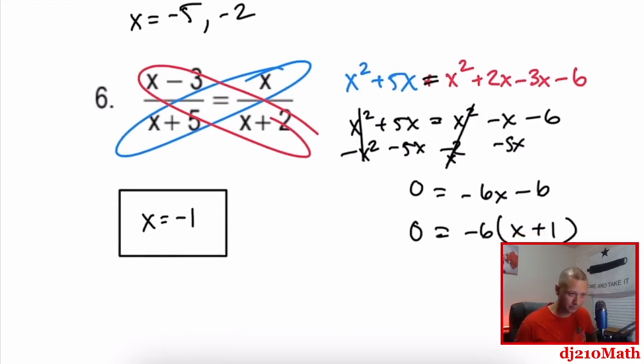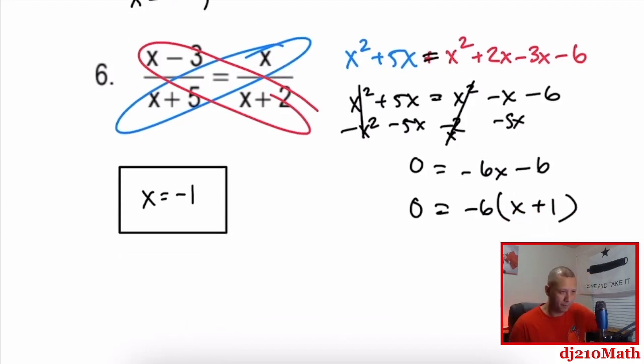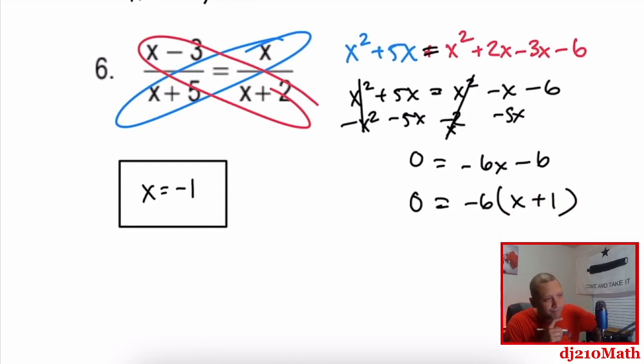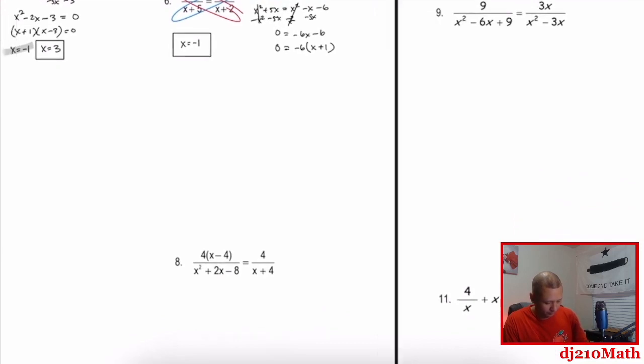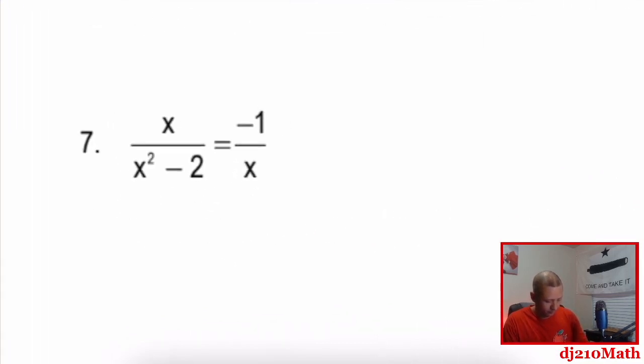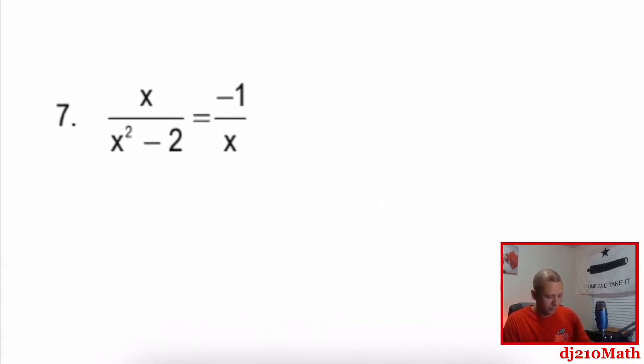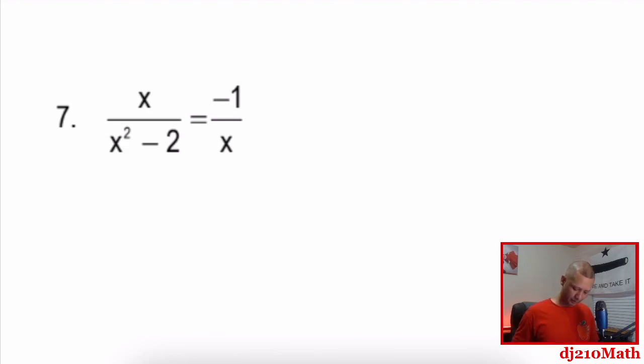Oh, can't see it. Okay. First thing I notice is a difference of squares. Oh, no, it's not, because it'd be technically x minus root 2, x plus root 2. So it's not.